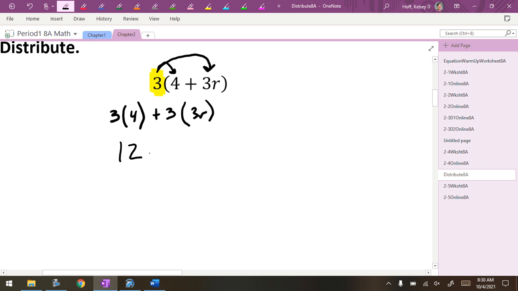3 times 3r. Now just multiply the numbers. 3 times 3, 9. And then we got to bring our r. Now listen. 3 times 3 is 9. Is it a positive 9 or a negative 9? Positive. So we write plus 9r. That is our answer.